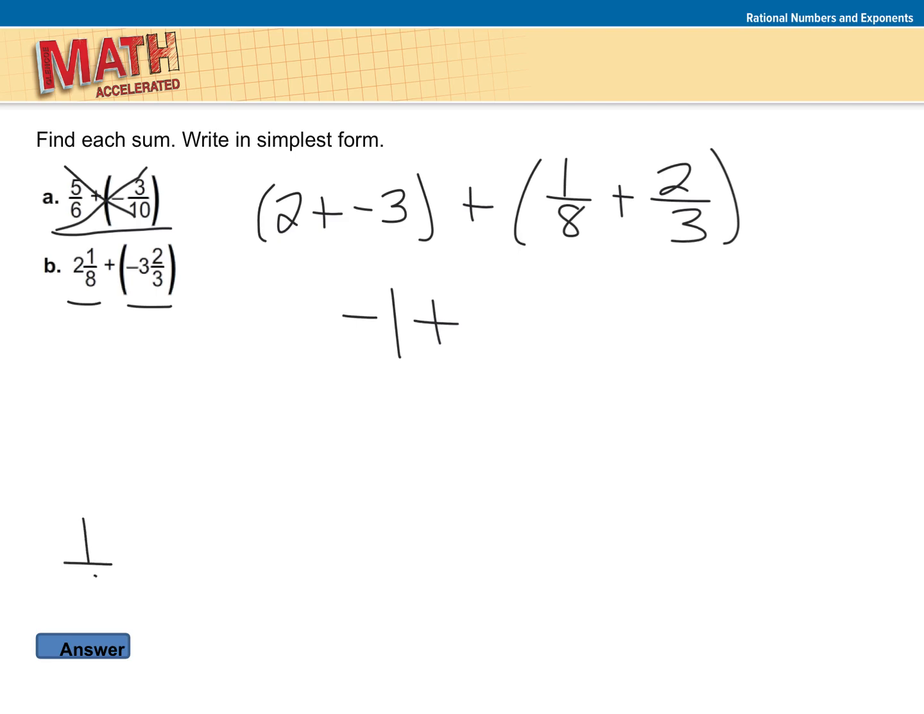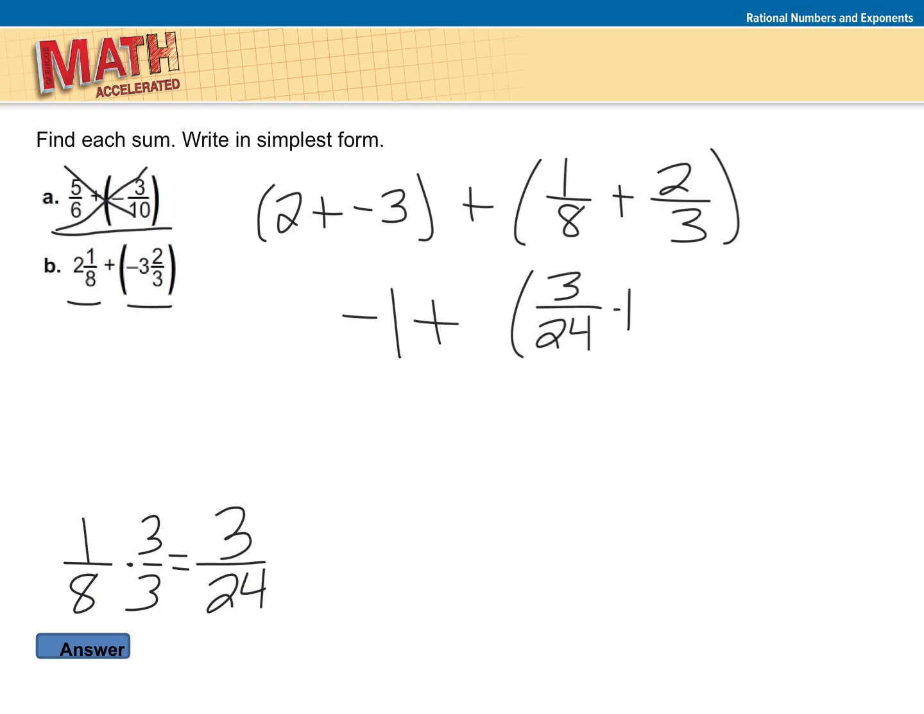Okay, I'm going to come down here. What do we need to multiply by to get 24 here? How many times does 8 go into 24? 3. So what's 1 times 3? 3. So 1/8 turns into 3 over 24. Now we need to do the same thing with 2/3, right? What do we need to multiply by to get 24? 8. What's 2 times 8? 16. So then we have 16 over 24.